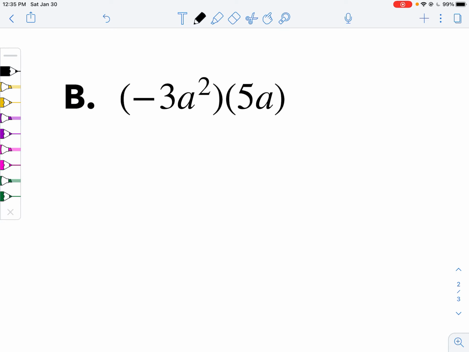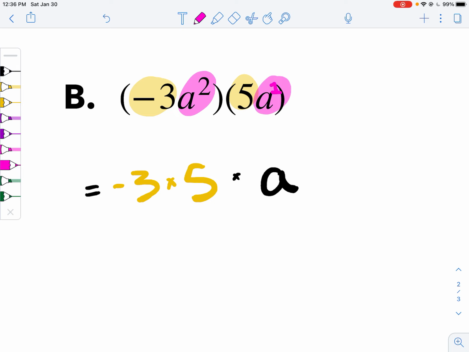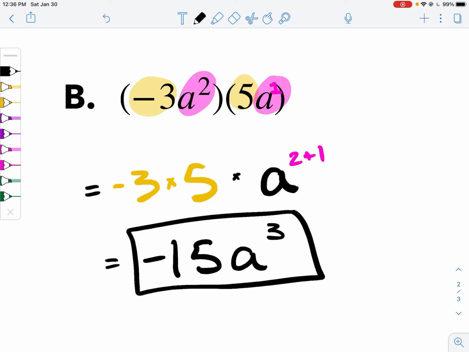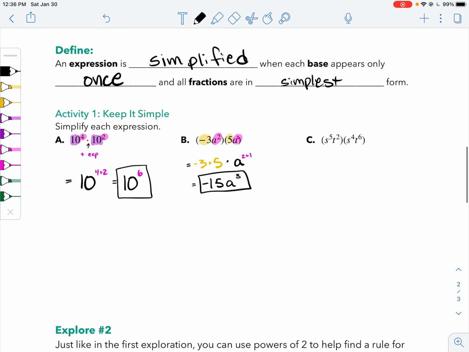Let's do it again. Here gets a little funky. We just need to look at numbers that are the same. So here we've got some coefficients, some normal numbers. And then we have a squared and an a that doesn't have an exponent. Remember, it's a little 1 guy. So we're going to combine those together. That's the same thing as negative 3 times 5 times a, and then we're going to add those exponents together, 2 plus 1, which gives us negative 15 times a cubed.